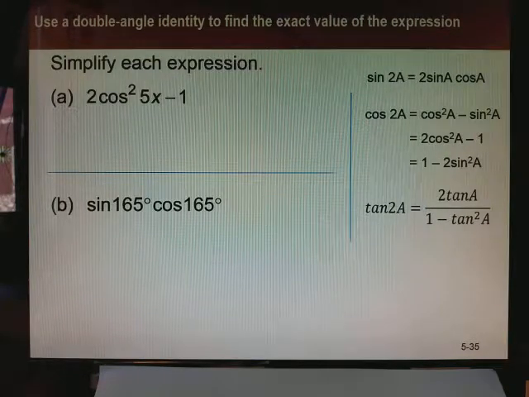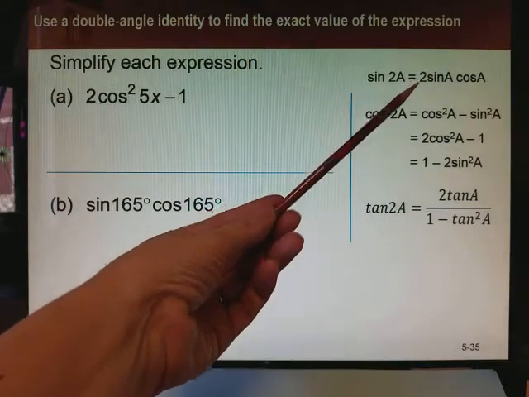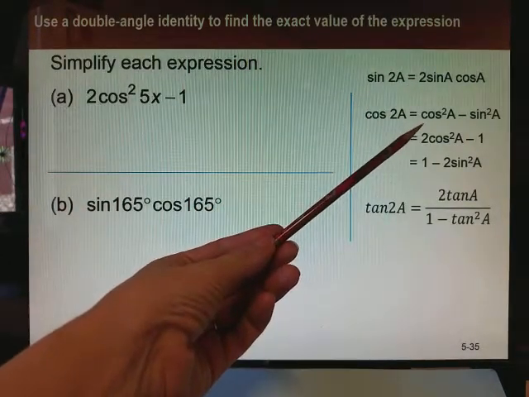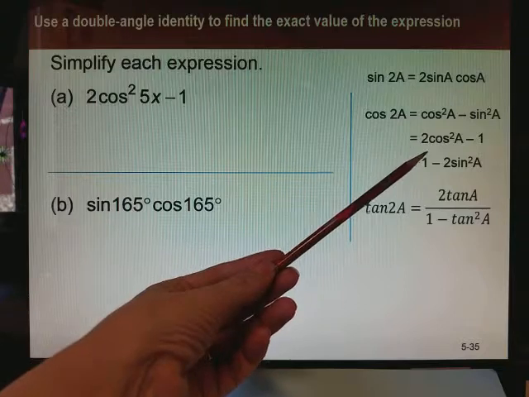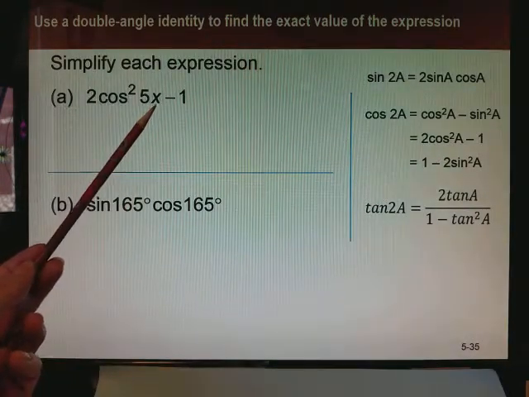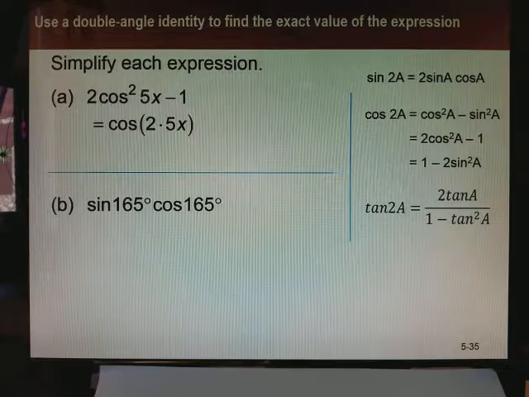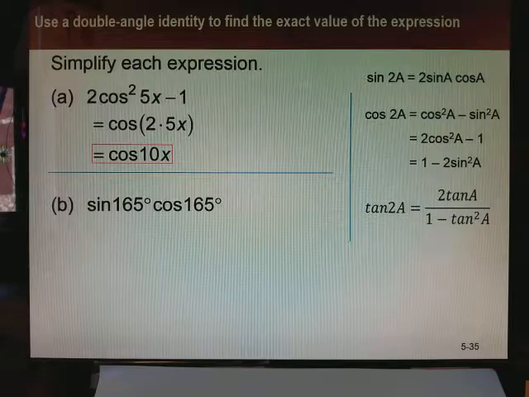Simplify the expression. So again, hopefully you're looking through these rules. Does this first one look like that? Nope. Is it cosine squared minus sine squared? Nope. Is it this one? Yes. The a is the 5x. So to go backwards, it's cosine of 2 times my a. That means cosine of 2 times 5x. So the cosine of 10x.